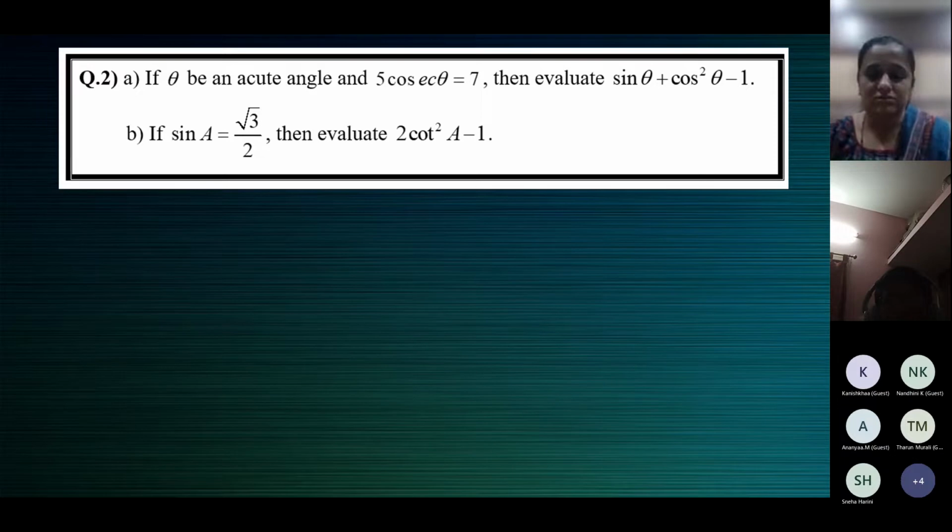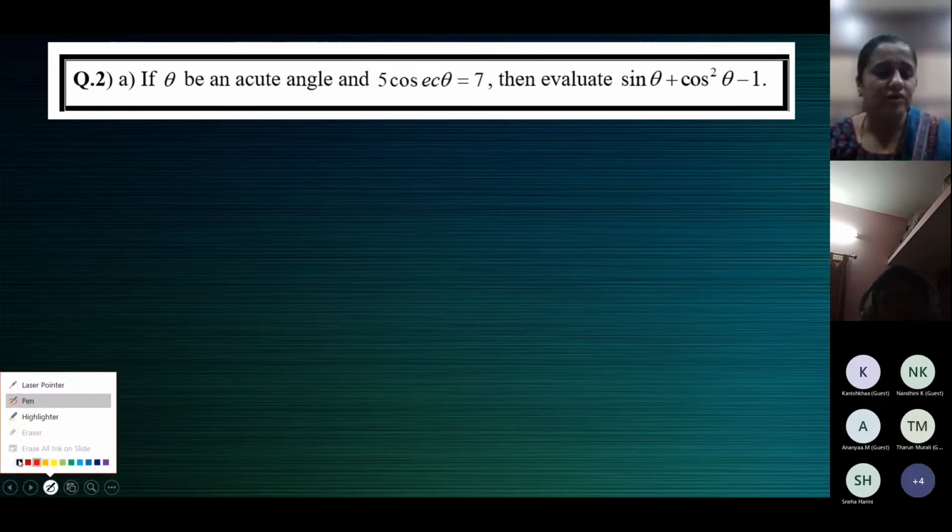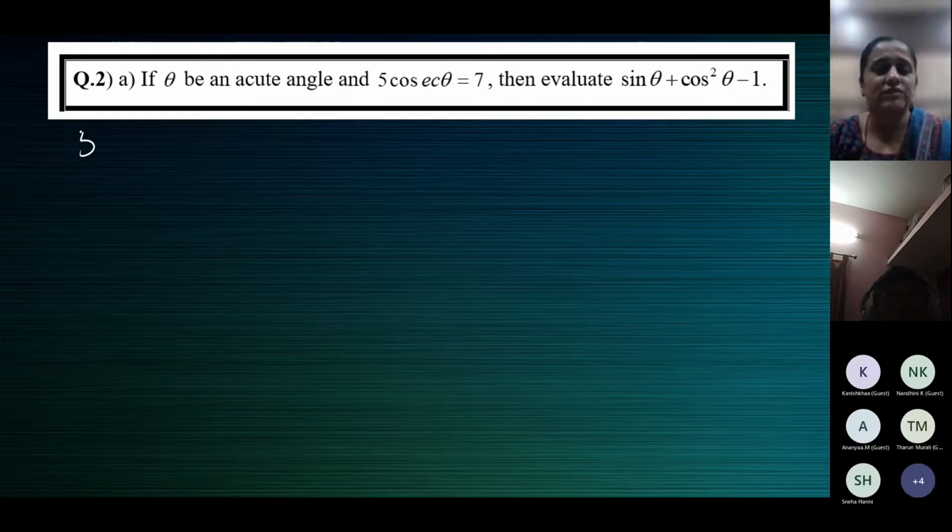So here, if theta be an acute angle and 5 cosecant theta is equal to 7, then evaluate sine theta plus cos square theta minus 1. So see, again, we are given the value of one trigonometric ratio. We are given that 5 cosecant theta is equal to 7. So that means cosecant theta is equal to 7 by 5.